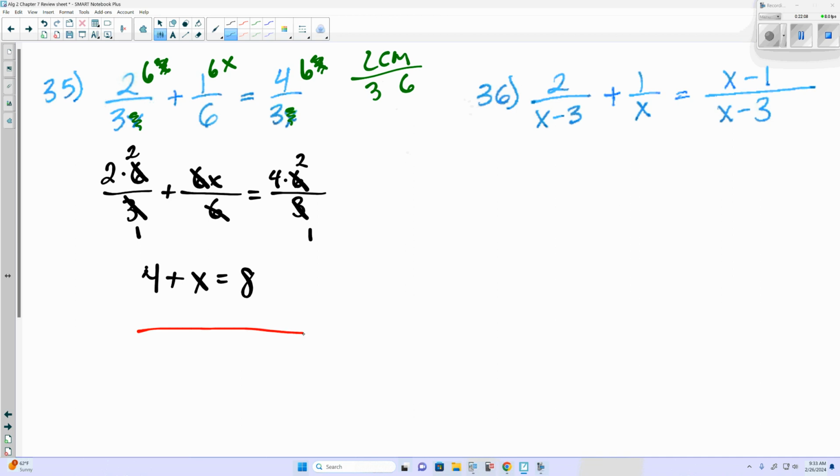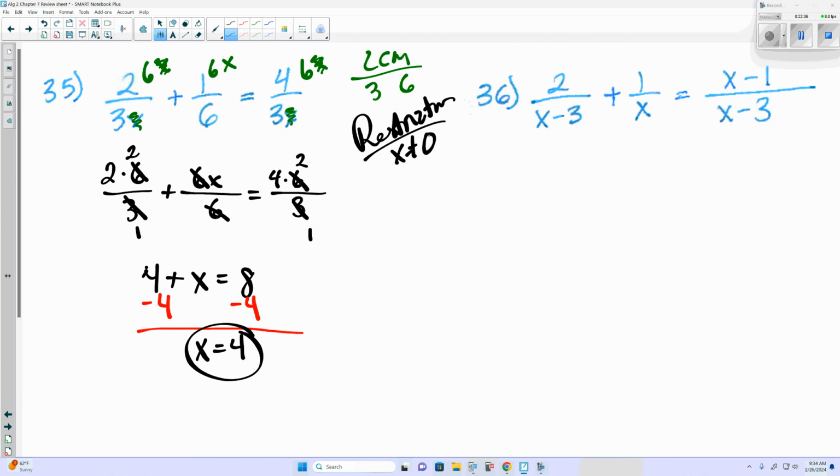This time, do we have an x squared term? No, get x by itself. Done. We didn't list the restrictions for this one, but the restriction is just x can't be 0, because 3x, the only value of x that will make 3x be 0 is 0.